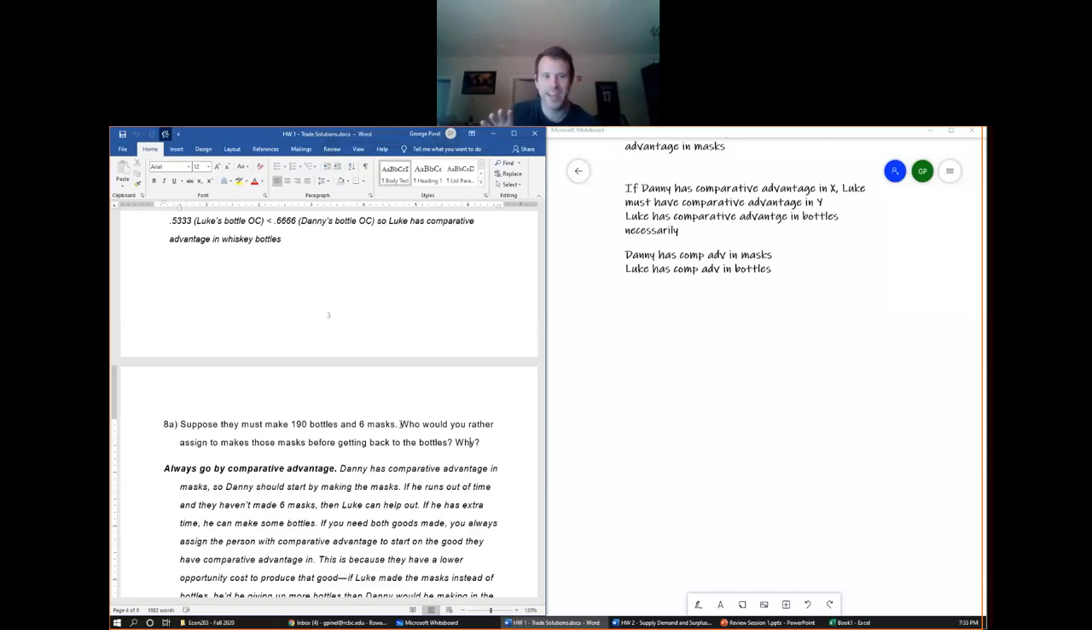So comparative advantage is how you're going to determine whether or not to assign someone to a particular good. So regardless of how I ask 8A or 8B, it should be that as long as there are masks to be made, Danny should be the first one making masks. And if there's extra masks that need to be made once Danny spent all his time, then Luke can help.